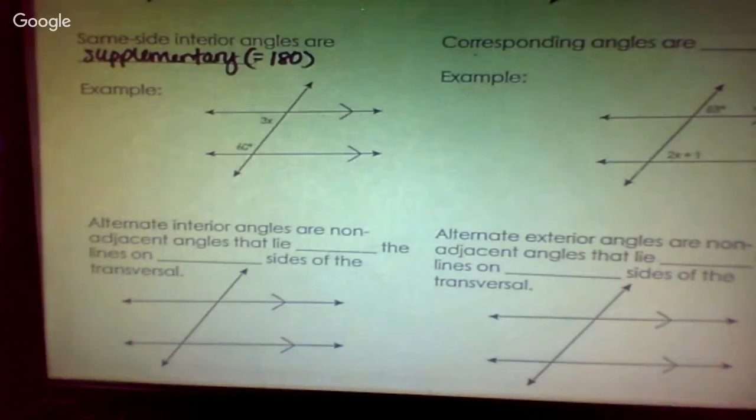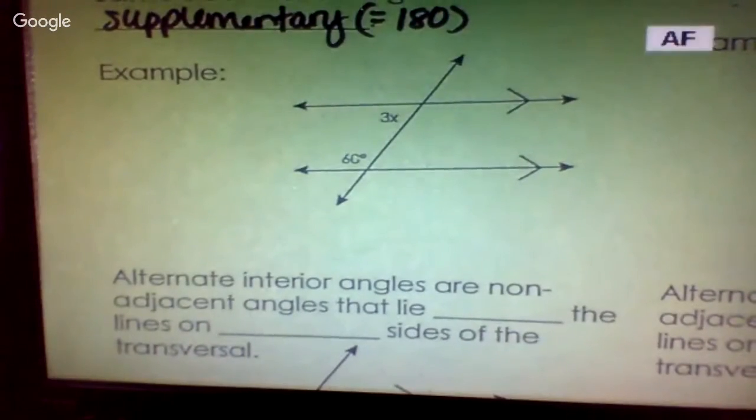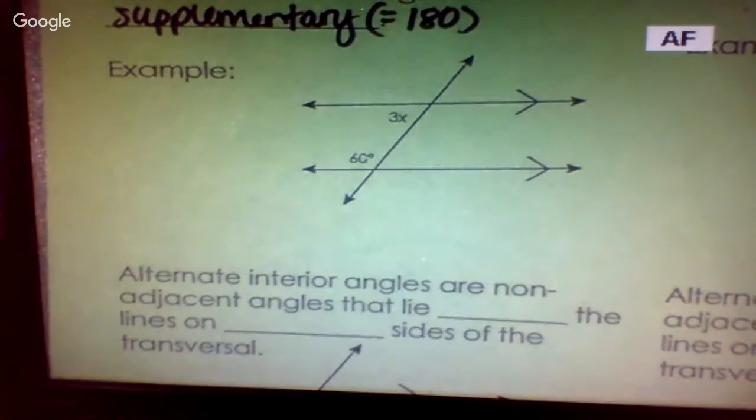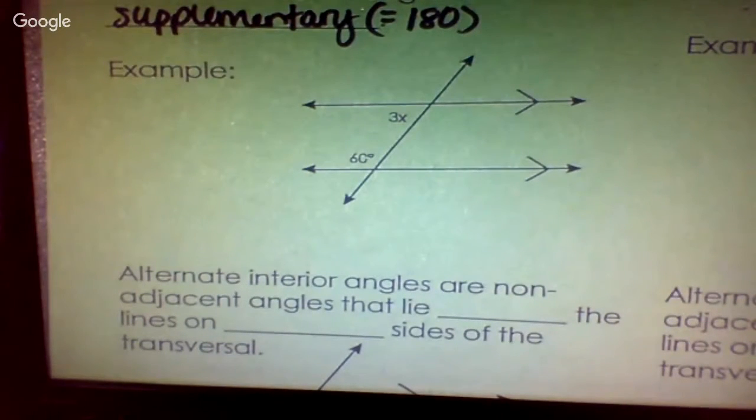Okay. They're same side, so they're equal to 180. So what you're going to have to do is look at a picture, and they're going to have stuff labeled. And you're going to have to say, okay, these are same side supplementary interior angles. So you need to identify what they are first.